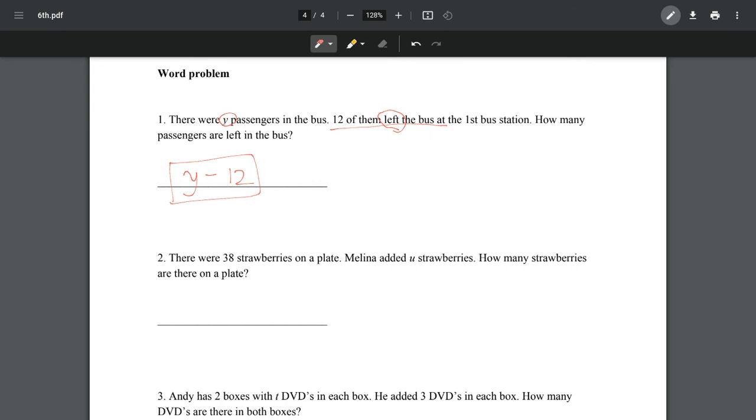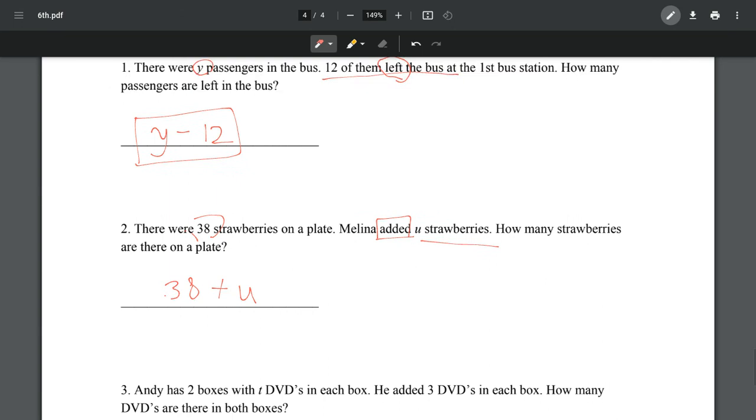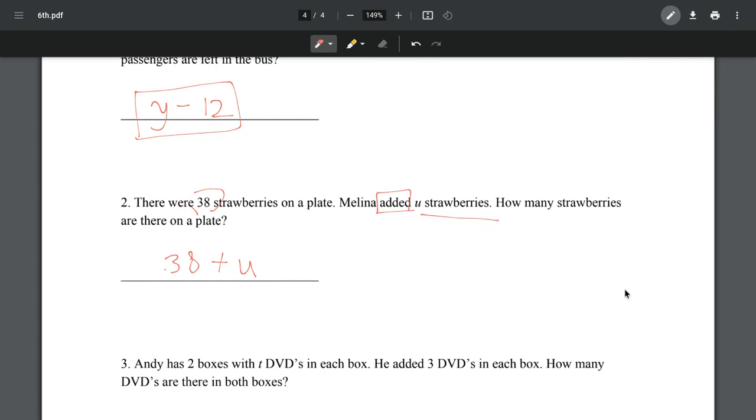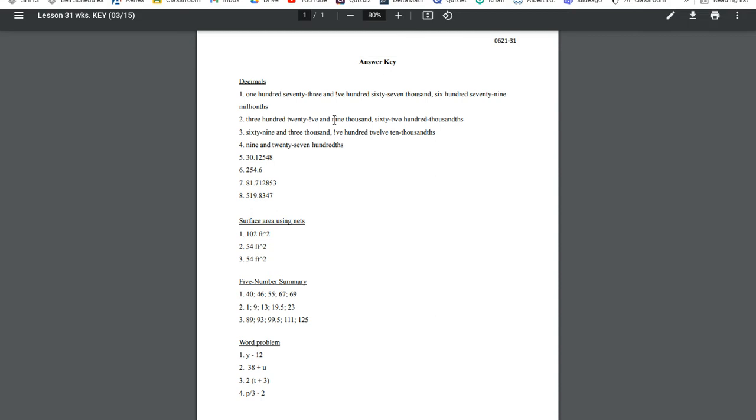So number 2, there were 38 strawberries on a plate. Melina added some more strawberries. How many strawberries are there on the plate? So we have 38 strawberries. And then Melina added, which is the keyword, right? Added some strawberries. Okay, so that's how many strawberries there are on the plate. So finish this page and then the worksheet, and then here is your answer key.